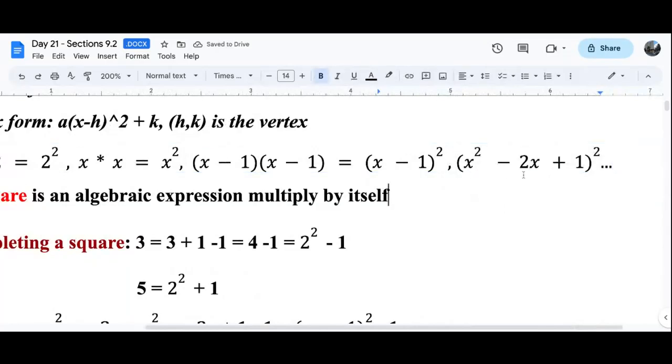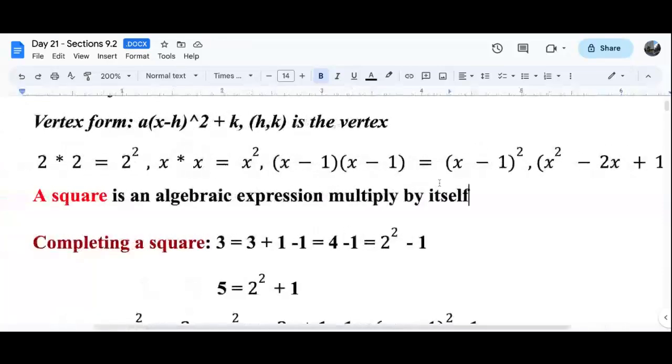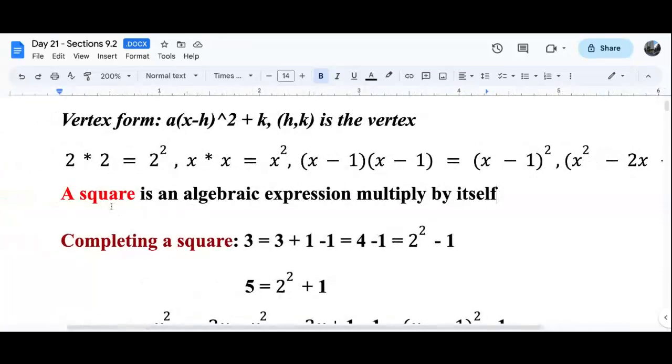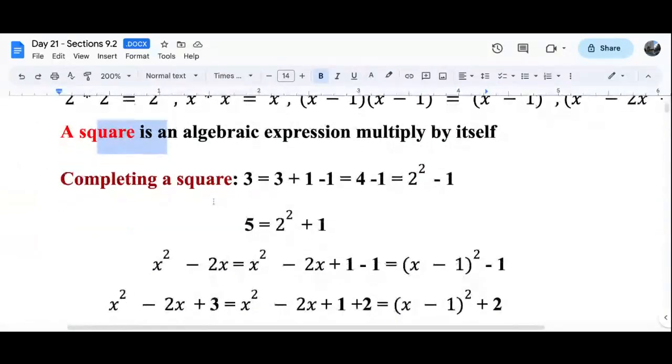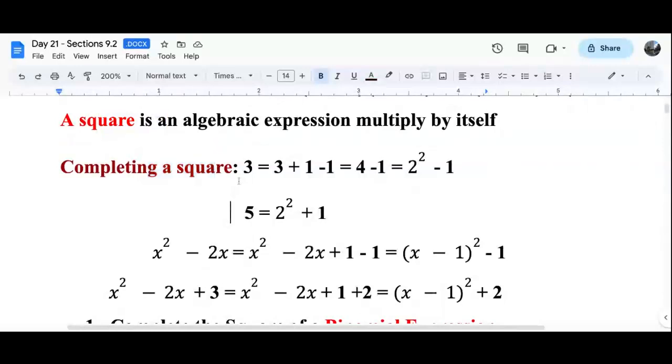We could also have x squared minus 2x plus 1 squared. So we understand the square: a square is an algebraic expression multiplied by itself, right? Completing the square. Let's see. If we have 3, 3 is not a square itself. However, we can add 1, subtract 1. We add 0, that's fine, right? So 0 in this case is 1 minus 1.